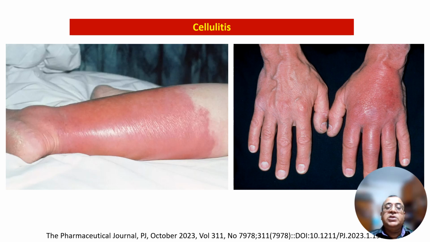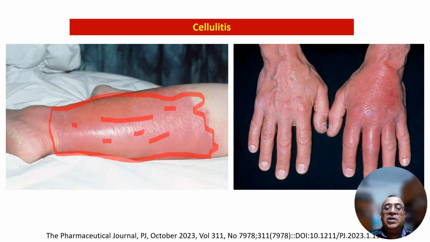So these gross pictures are showing the development of areas of cellulitis that have got irregular margins, and a large area of the subcutaneous tissue is affected, that is marked with erythema, swelling, and tenderness of the lower leg, and also this is cellulitis of the hand.